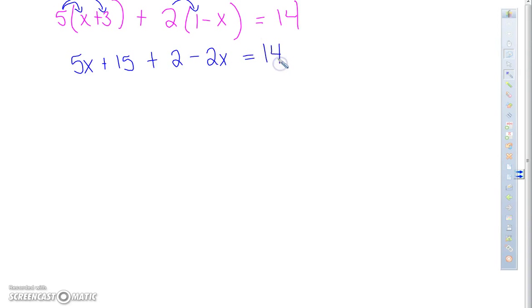And then we still have our equal 14. Once we've distributed everything, then we go to our next step, which is combining like terms. We have 5x minus 2x, so we have 3x. We can also do 15 plus 2 at the same time and get 17. Once we've simplified this, this is just a multi-step equation, and so you always start with what's farthest away from x first. So here is our x. We want to undo what they've done to it. We start with the 17 because it's the farthest away. So we subtract 17 from both sides.